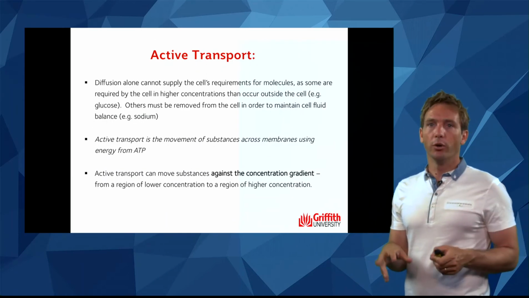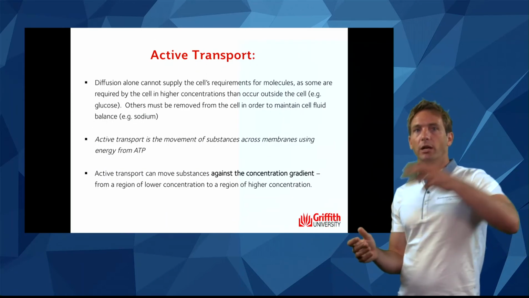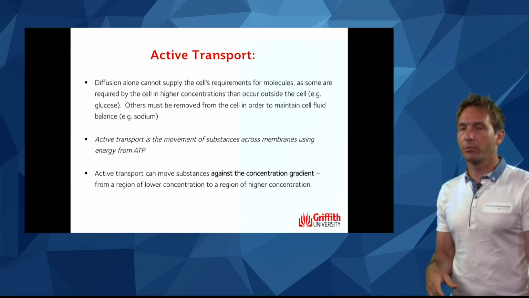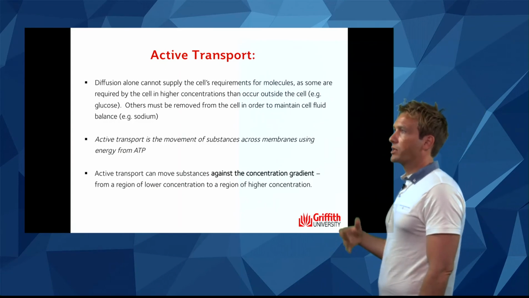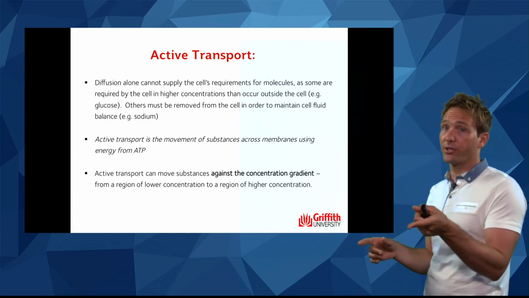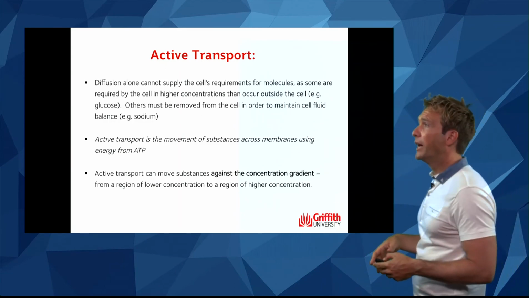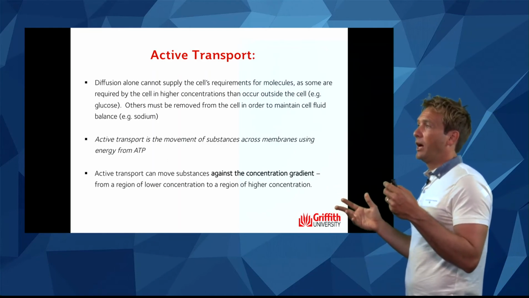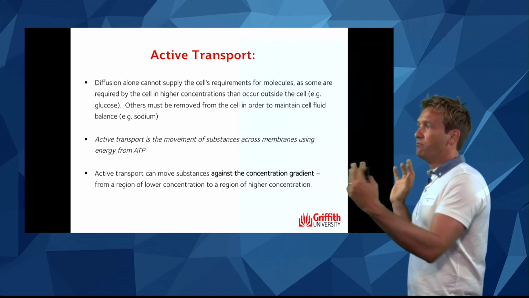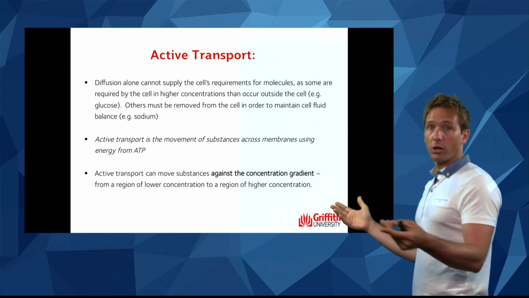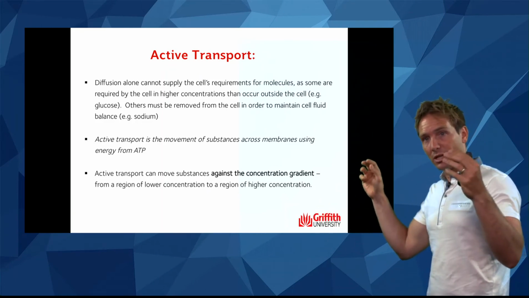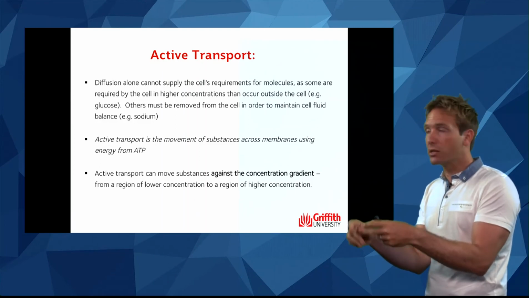Okay, so we've talked about passive transport. Let's quickly talk about active transport. Now, diffusion alone cannot supply the cell's requirements for molecules, as some are required by the cell in higher concentrations, which we've talked about before, than occur outside the cell. So sometimes we just need more or higher concentration inside the cell than is naturally occurring outside the cell. So we actually need to actively pull molecules into the cell.